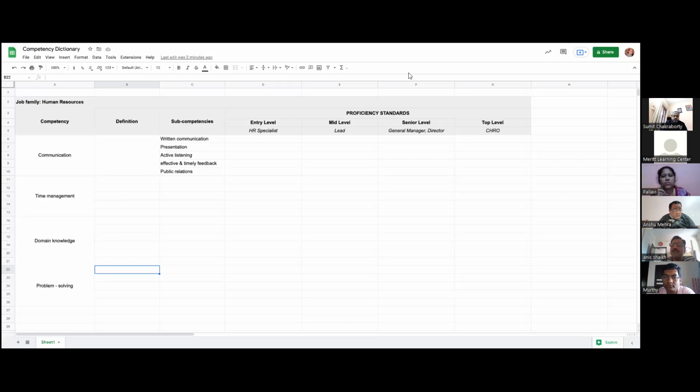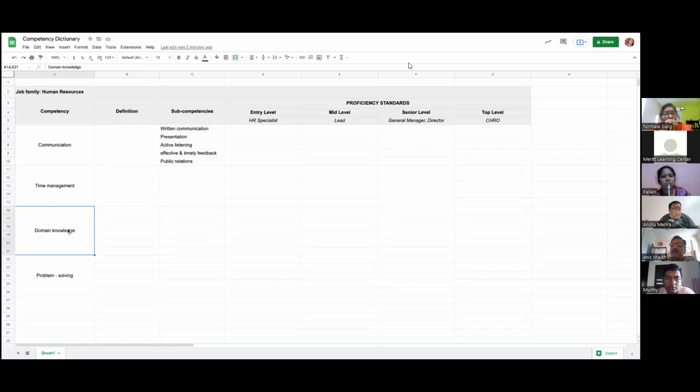Nino, it is working. Can I actually give my opinion on this? Yeah, please. I'm okay with domain management, because yes, it's very important to have HR practice knowledge, etc. But time management is actually a very sub-competency. So don't look at those competencies which are very specific to certain roles. Look at broad. When you're looking at a function, look at broad competencies.